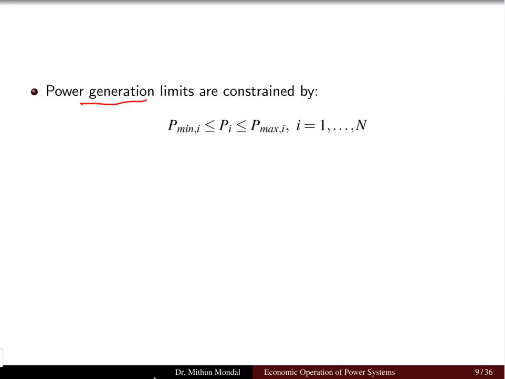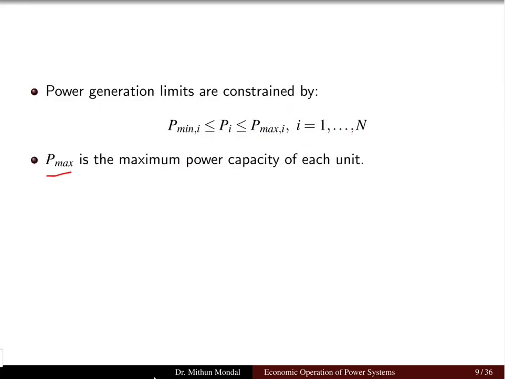The power generation limit of a particular plant, the ith plant, is greater than the minimum value of that plant and less than the maximum of that plant, for i equal to 1 to n. So n is the total number of power plants. So the maximum power capacity of each unit is defined, which we need to obey.